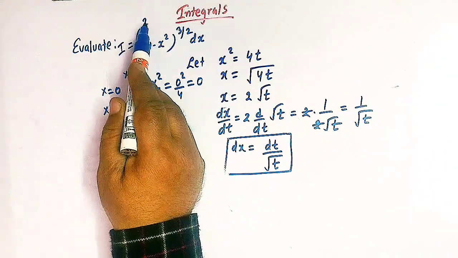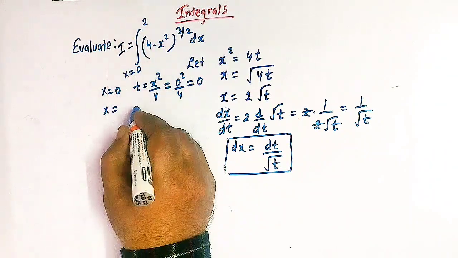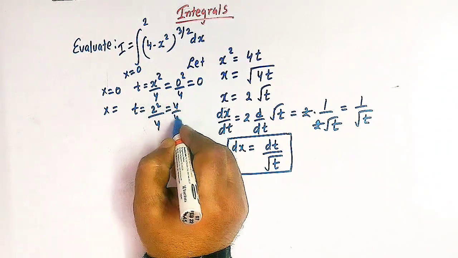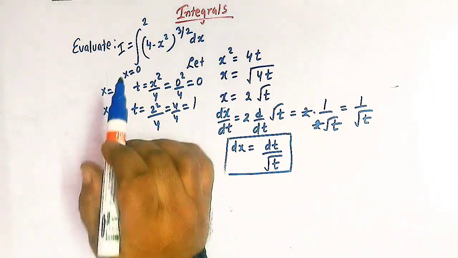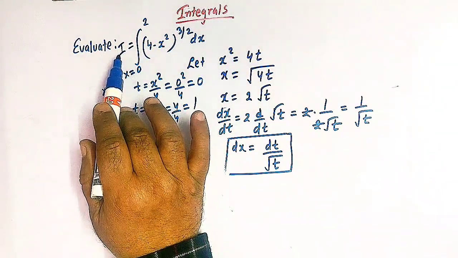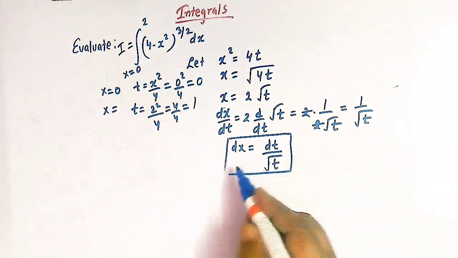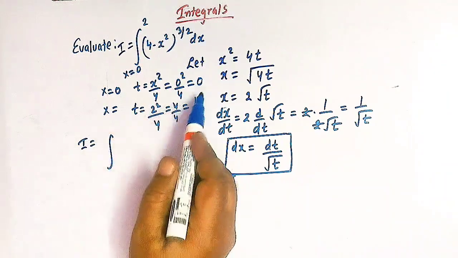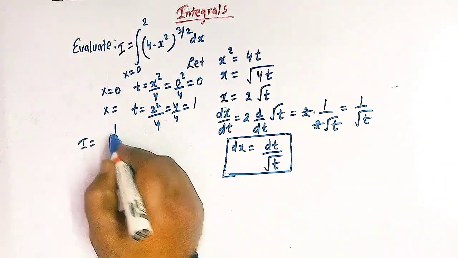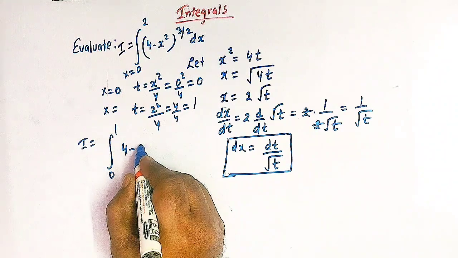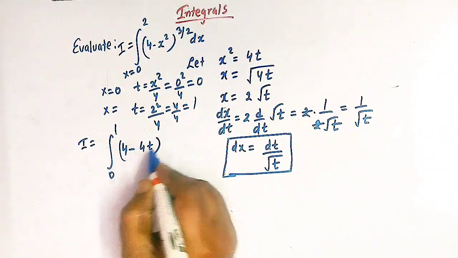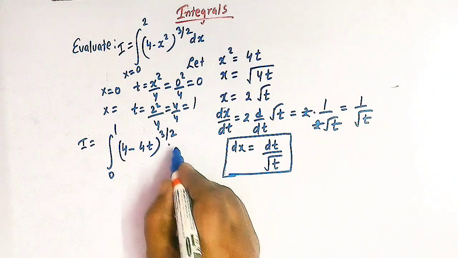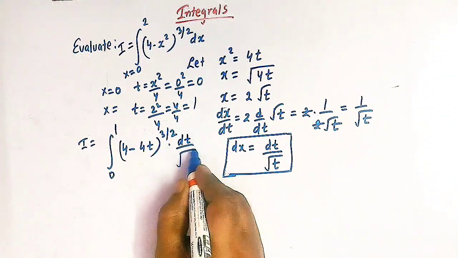And when x is 2, which is the upper limit, t is 2 square over 4, that is 4 over 4, that is 1, right? So now let us transform this integral I in terms of t. So now we have I is equal to, the limits vary from 0 to 1, and here we have 4 minus x square is 4 times t, and here we have the power 3 by 2, and dx is dt over square root of t.